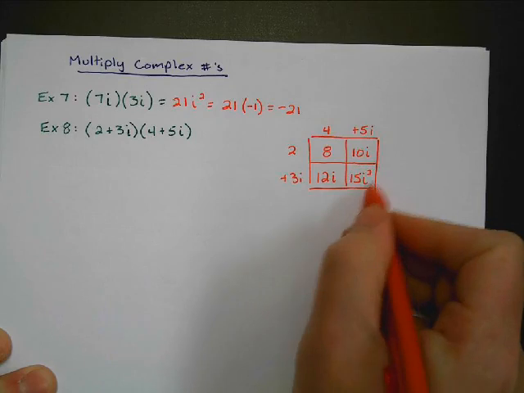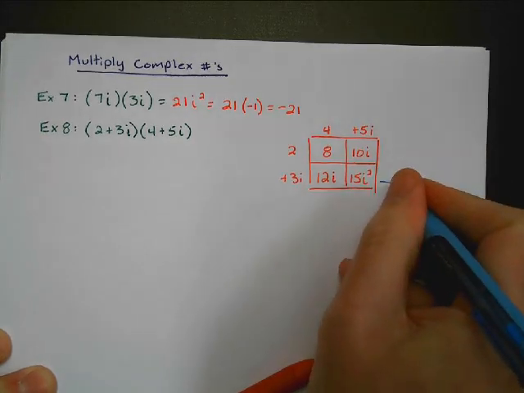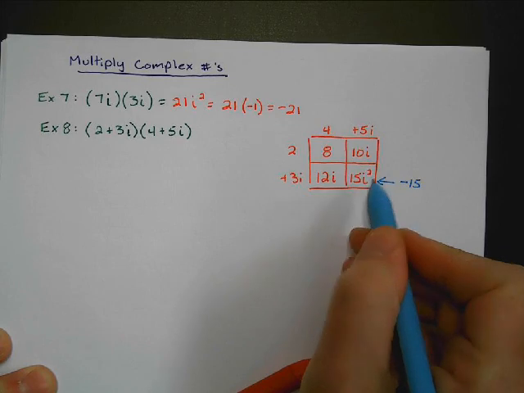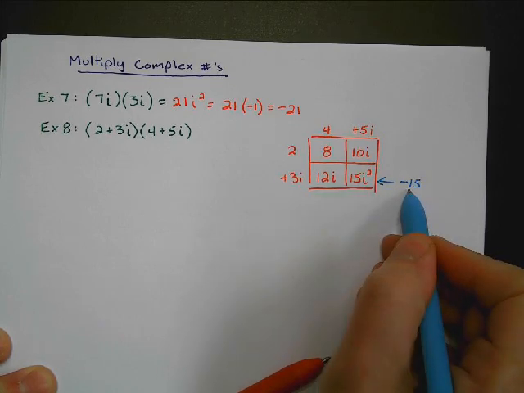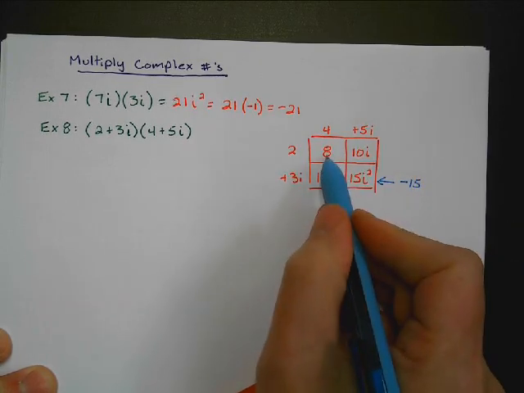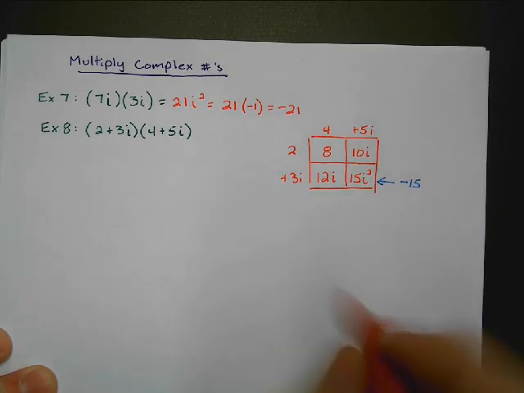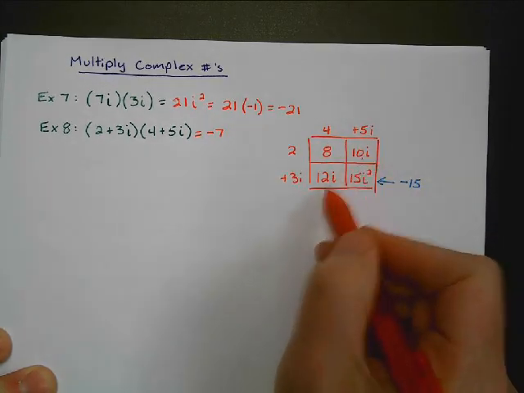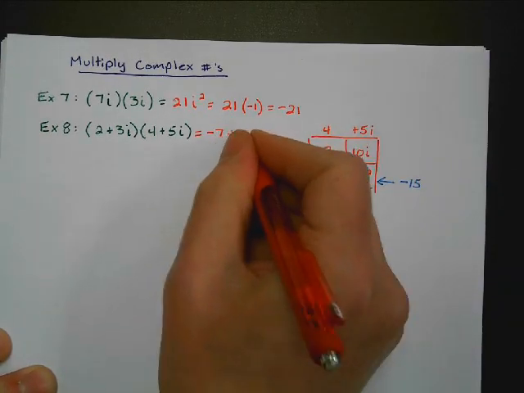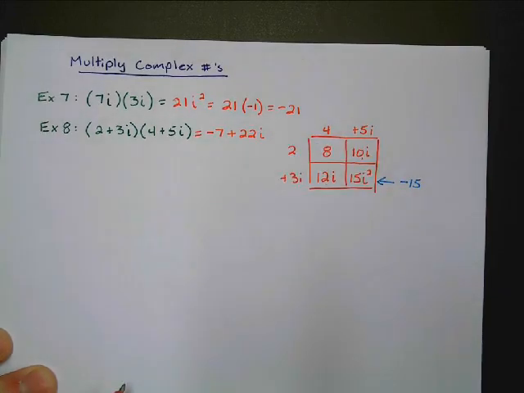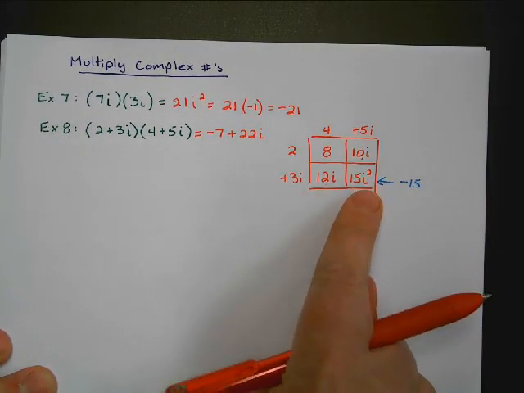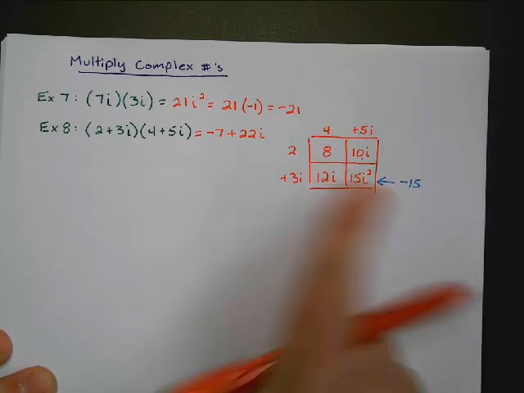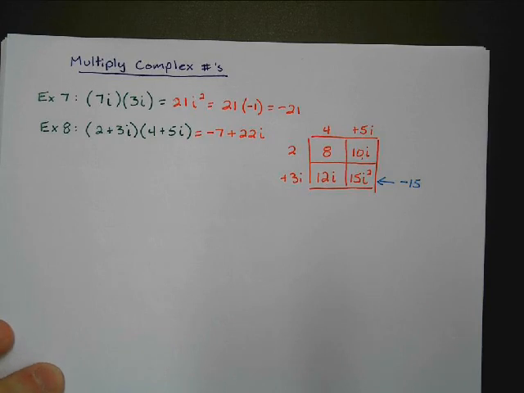But remember, i squared is actually -1. So this is -1 times 15, -15 right there. So our like terms are 8 minus 15. So that's -7, I believe. And then 12i and 10i are like terms, and that makes 22i. So anytime you have that, i squared is -1. So this is 15 times -1, -15. So 8 and the 15 diagonally here are like terms, and then the 12i and the 10i were like terms there. Let's try one more.